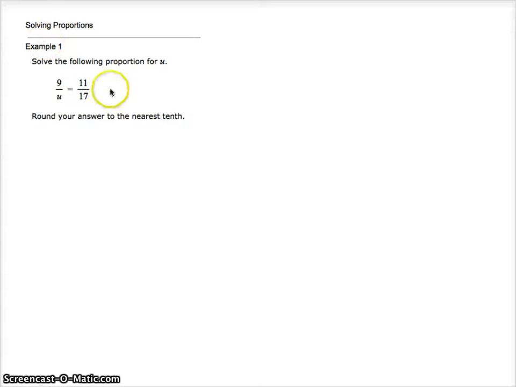In order to solve the proportion, we need to first look at how we're going to get to u. And the first thing we need to do is cross multiply. So we're going to multiply diagonally. And this will give us 11u, or 11 times u, which is going to equal 9 times 17. When we do 11 times u, we simply get 11u equals 9 times 17, which is 153.